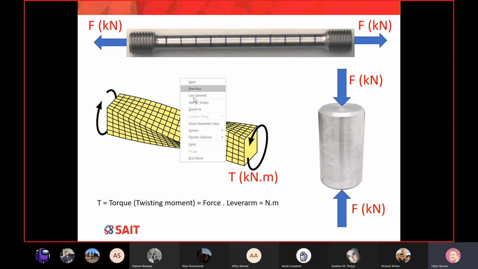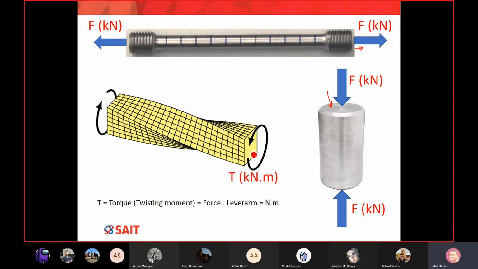Probably I can show you my pointer to make it clear. So what I'm saying here is that when you apply compression, this is the direction of the stress. It is perpendicular to the cross section. Same as tension, this will be the direction of the stress. Also perpendicular to the cross section. We call those ones normal stress, normal stress. How about the torsion? Please watch this.